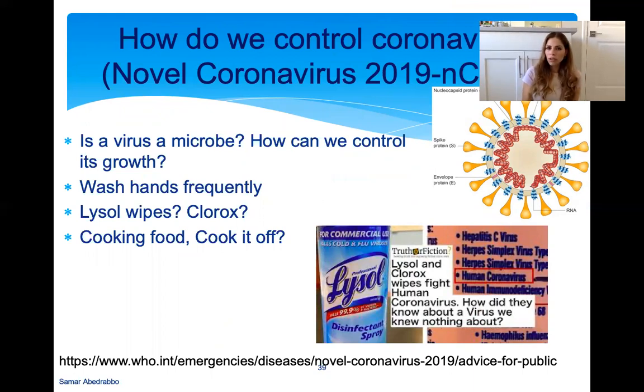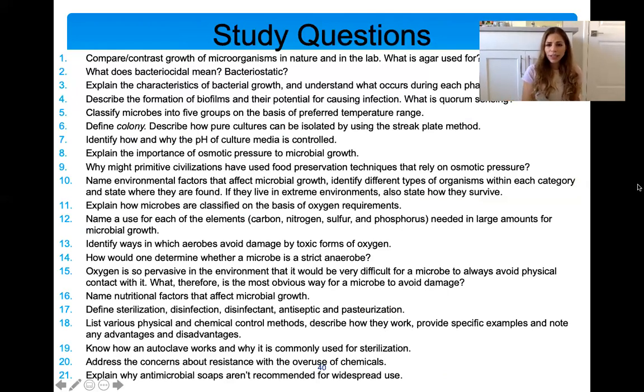And so I wanted to end the slide with how do we control coronaviruses. So this novel coronavirus, it was called novel coronavirus when I made this slide a few months ago, but now it's called SARS-CoV-2. So a virus is a microbe. We can control its growth, and what we're doing right now, as is the whole world, is washing hands frequently, hand sanitizing, cleaning really well, cooking food. Can you cook it off? Yes, cooking food is very effective for all microbes, not just coronaviruses, but just keep in mind that as we are seeing right now in the world, how we control various microbes, we do throughout our life for all the different microbes.